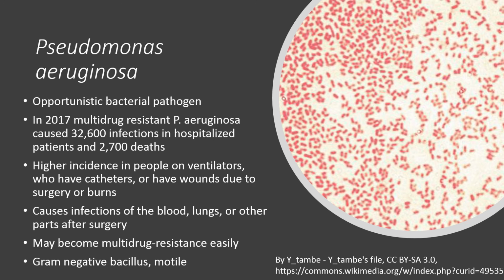The problem with Pseudomonas aeruginosa is that it can become multi-drug resistant very easily. It has a lot of R factors in it. Those R factors undergo recombination, and these bacteria are able to use various methods of lateral gene transfer to actually move the plasmids from one cell to another. Pseudomonas aeruginosa is a gram-negative bacillus, and it is motile.